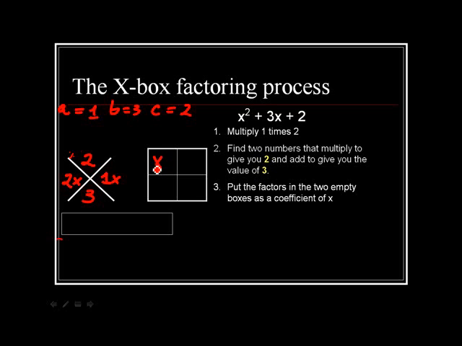So now we're going to put our x squared term in our top left and our c term in our bottom right. The other two, we're going to put our 2x in one and the 1x in the other. It doesn't matter which one you put them in, you'll always get the same answer. Now we're going to look for our common factors within each row and column. Looking at this first column, x squared and 1x, the common factor is x. Looking at the second column, 2x and 2, the common factor is a positive 2. Looking at the first row, x squared and 2x, the common factor again is x. And looking at the bottom row, 1x and 2, the common factor is 1. So our factors of this polynomial are x plus 2 times x plus 1.